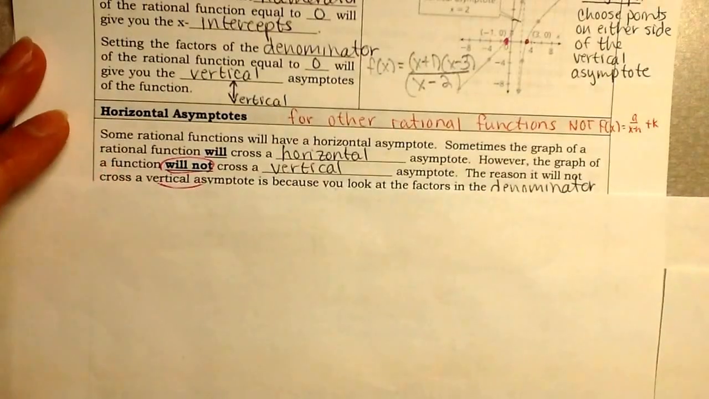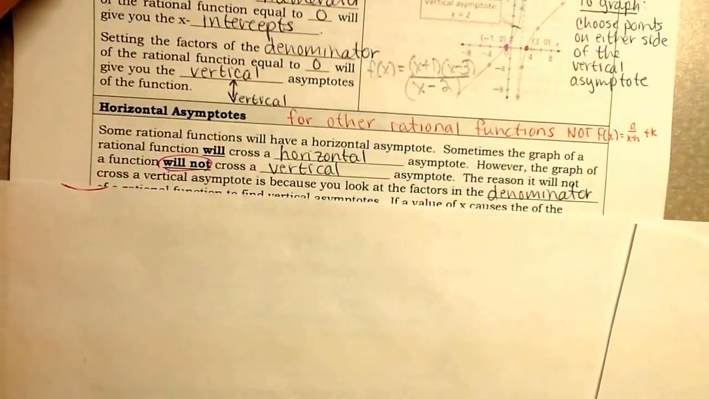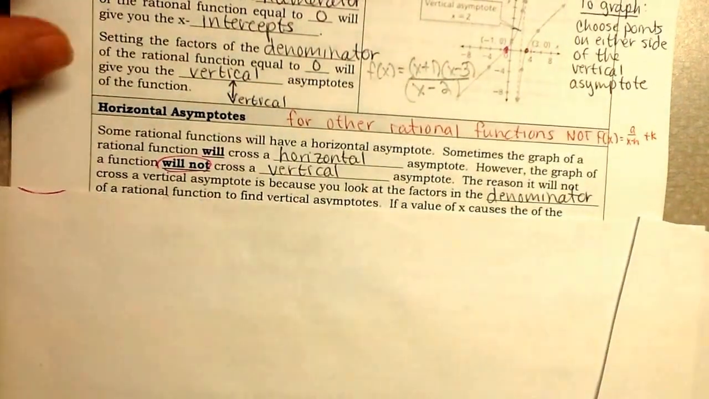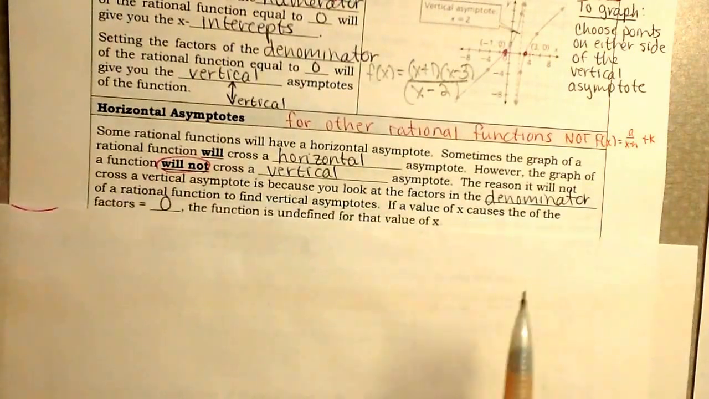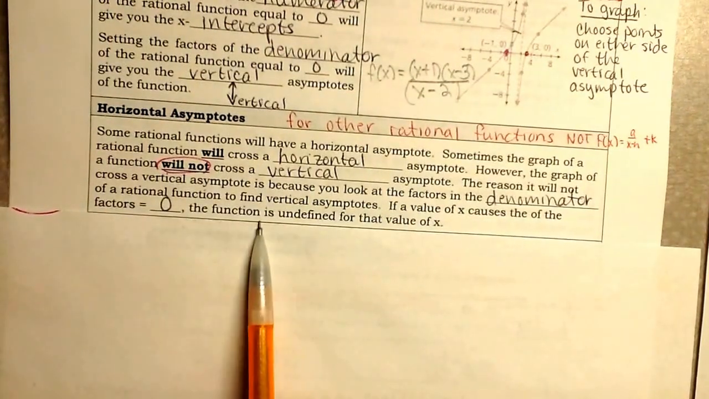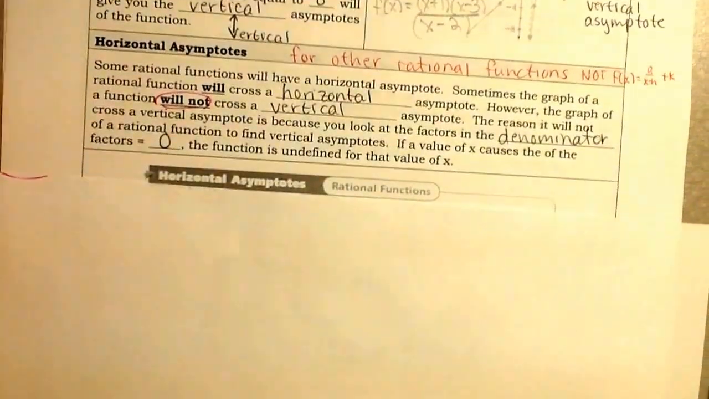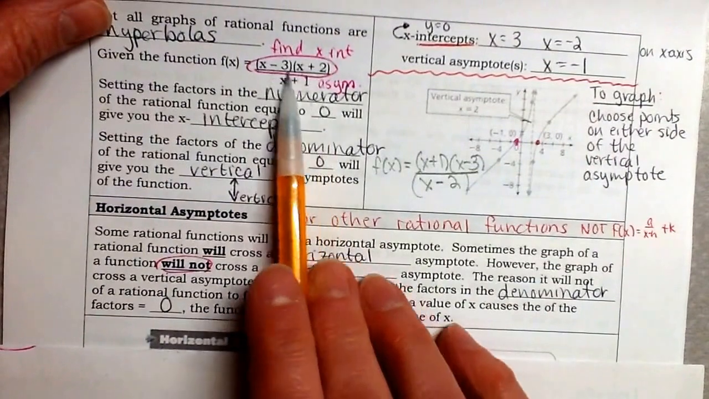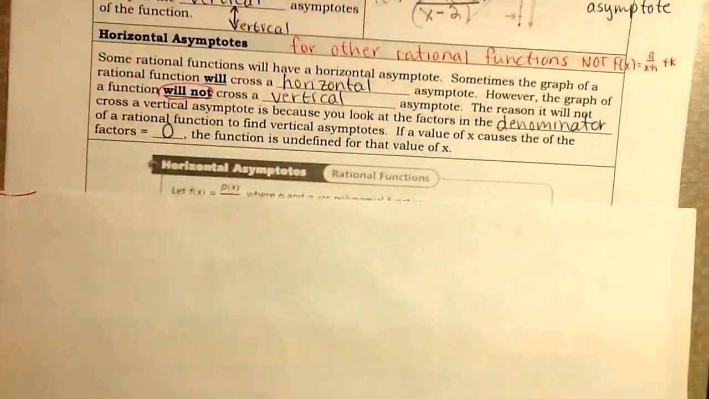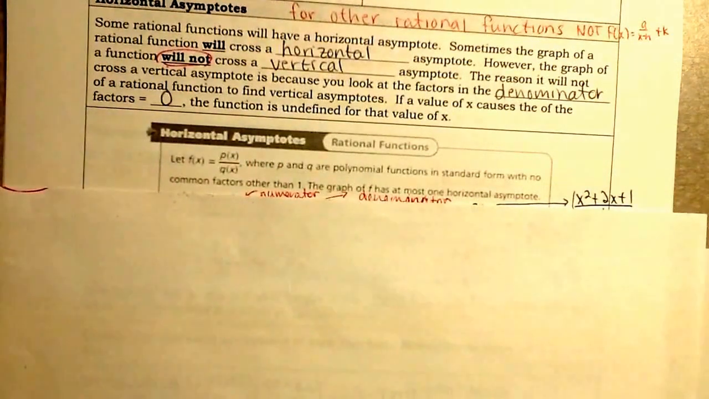The reason it will not cross a vertical asymptote is because you look at the factors in the denominator of a rational function to find those vertical asymptotes. If the value of x causes the factors to equal 0, the function's undefined for that value of x. All right, so let's look and see how we figure out what the horizontal ones are. This is how we use the denominator to find the vertical ones. So you always look at different pieces of a function to find different pieces of information.